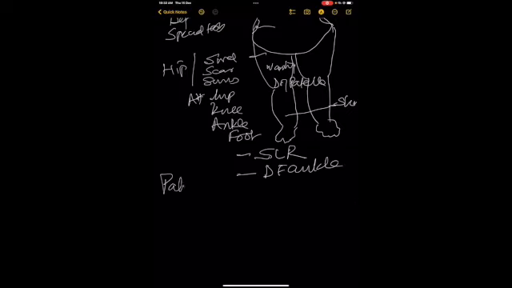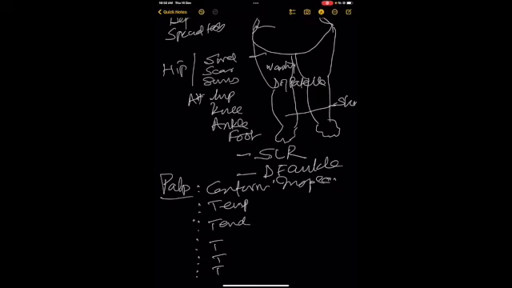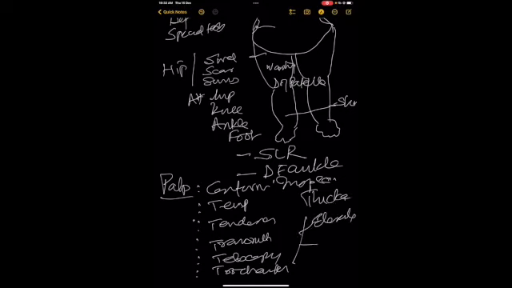In palpation, confirm the findings of inspection. And there are 5 T's. Temperature, tenderness, transmitted movements, telescopy, trochanter, thickening. Trochanter elevation, tenderness. Okay.